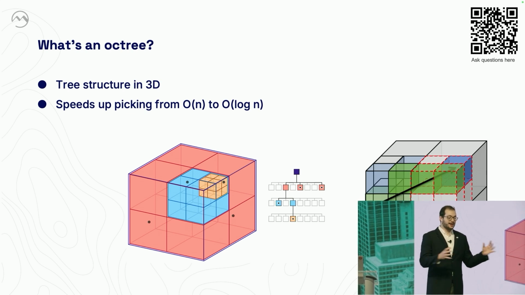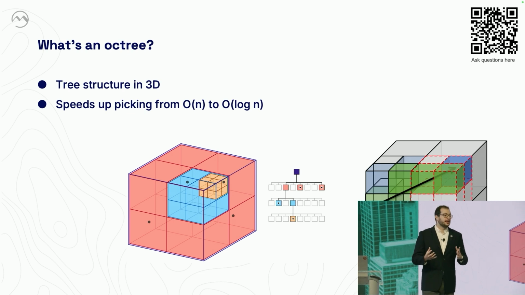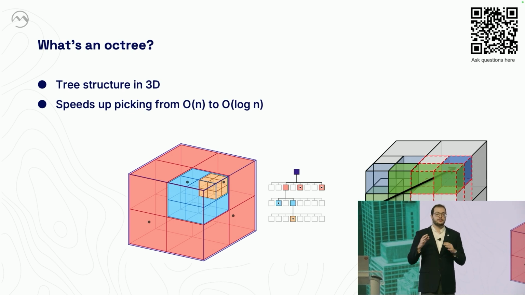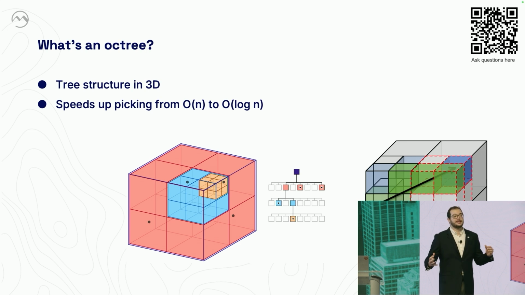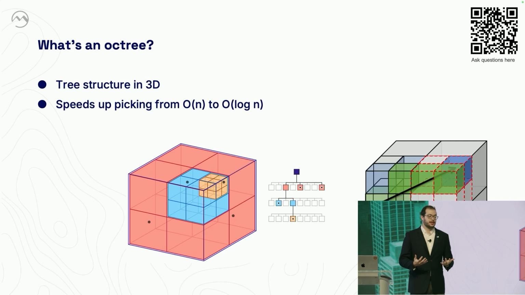It stands for octuple tree. Just like a regular binary tree at every level of the tree splits into 2, an octree at every level of the tree splits into 8. So you're subdividing all of space into smaller and smaller cubes. So it's this tree structure in 3D.